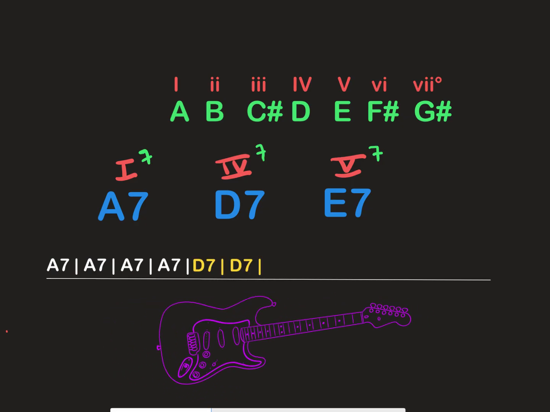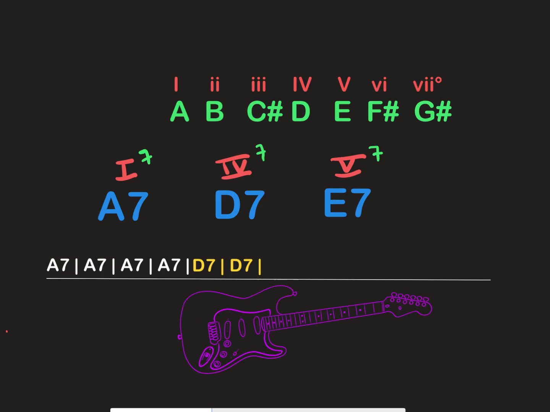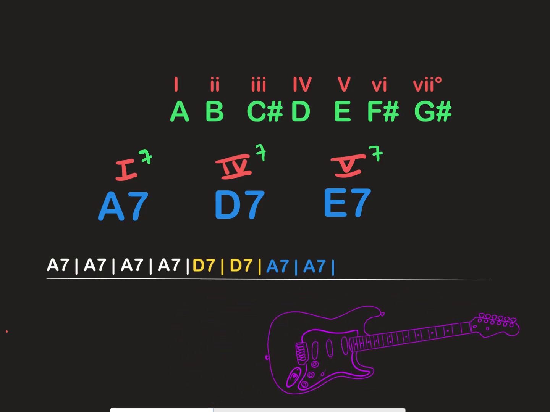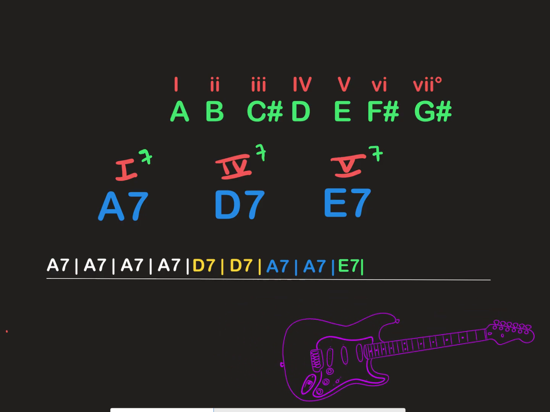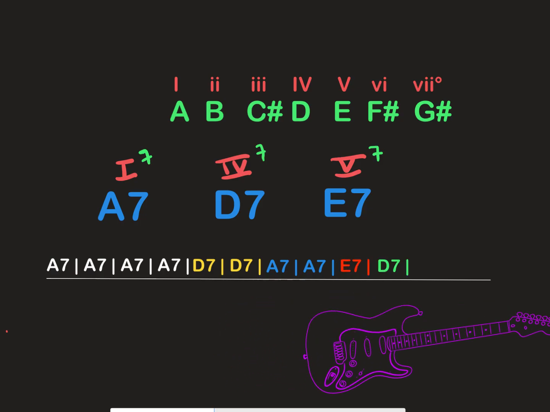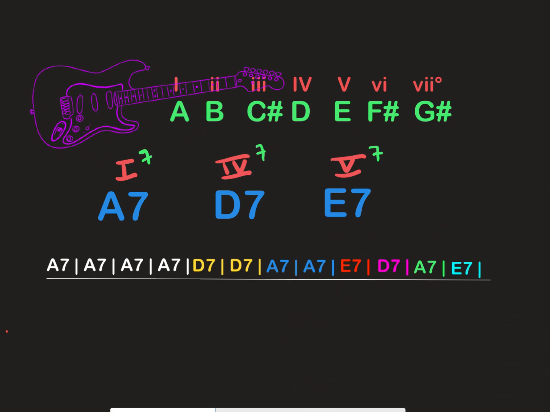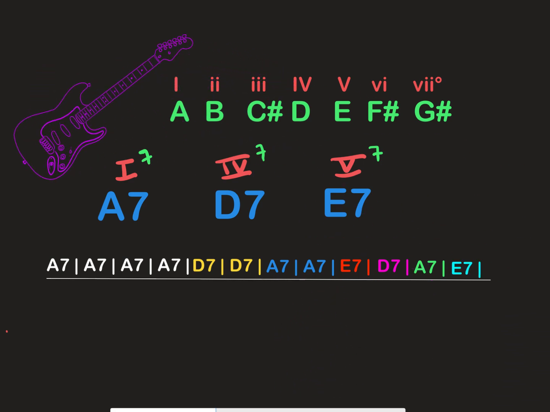D7 for 2 bars. Then back to A7 for 2 bars. Then E7, D7, A7, E7. What's different here is that all the chords are dominant 7th chords.